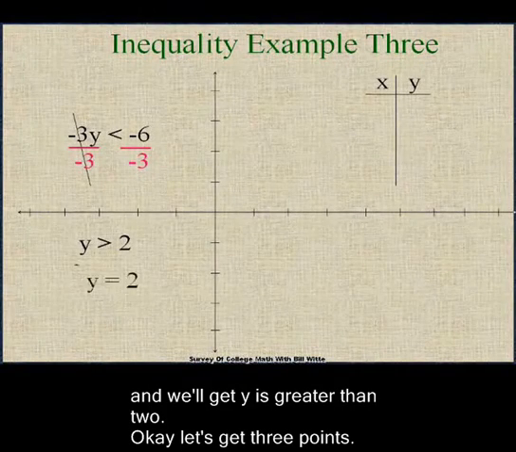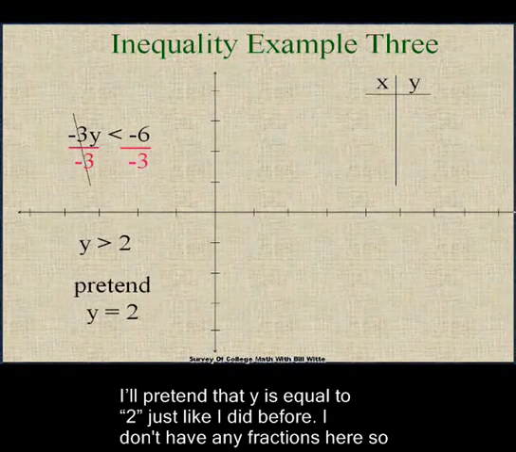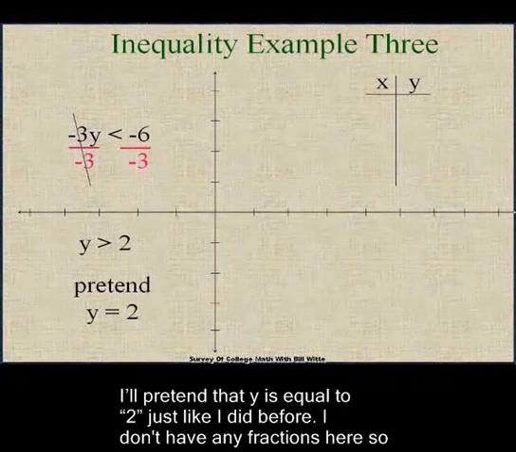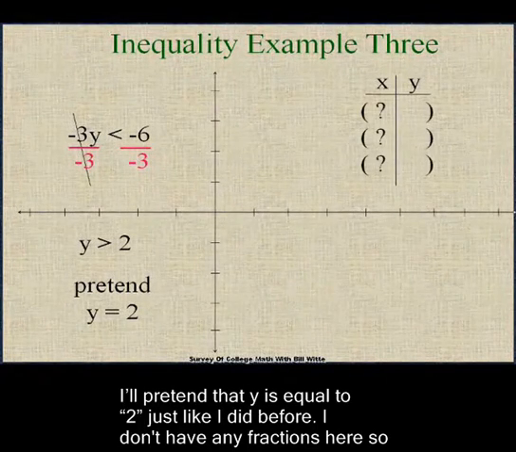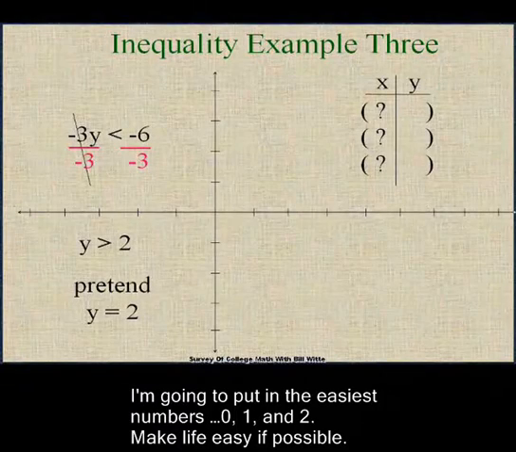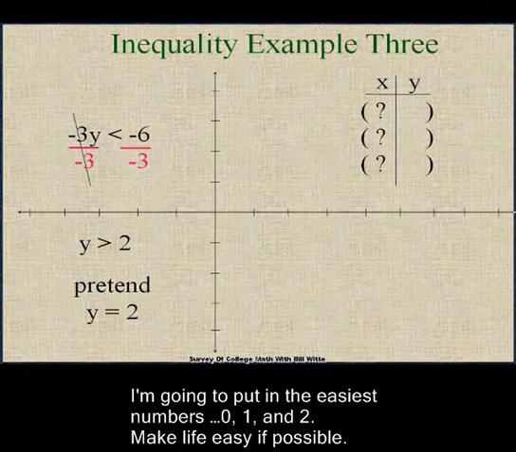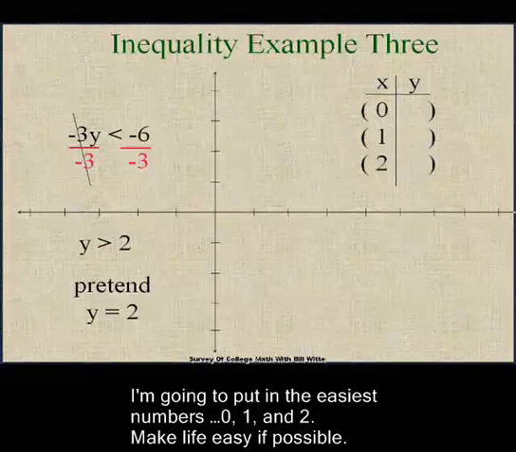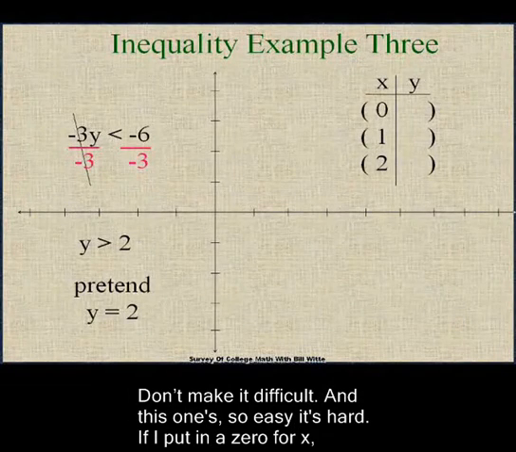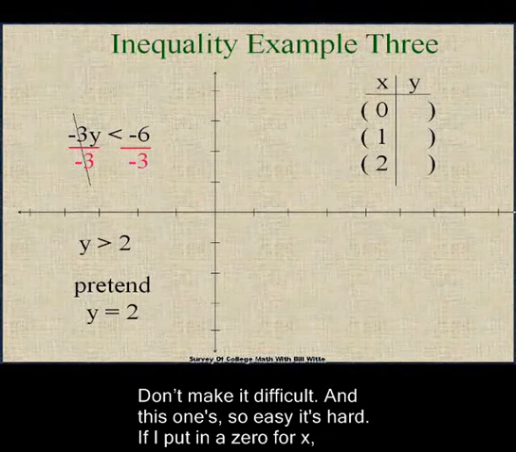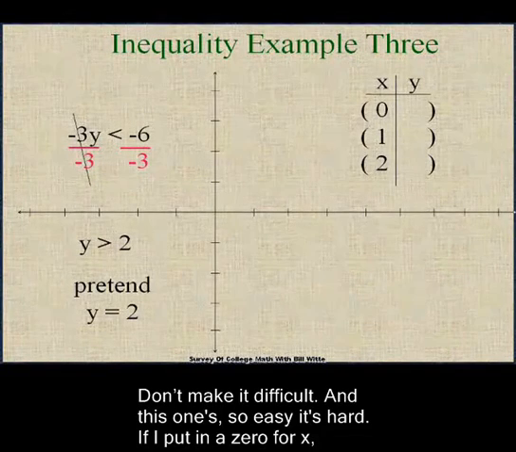Okay, let's get 3 points. I'm going to pretend y is equal to 2, just like I did before. And I don't have any fractions here, so what am I going to put in? Don't make life difficult for yourself. You don't have any fractions, don't need multiples of anything. Just put in 0, 1, and 2. Don't make it difficult. And this one's kind of so easy it's hard.